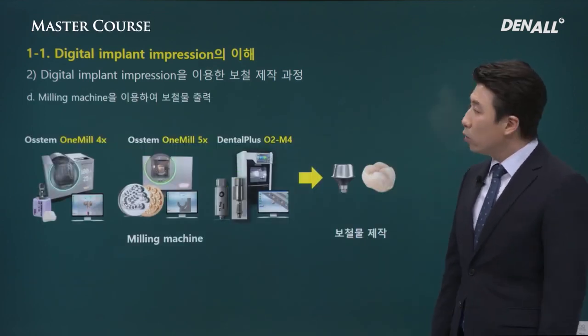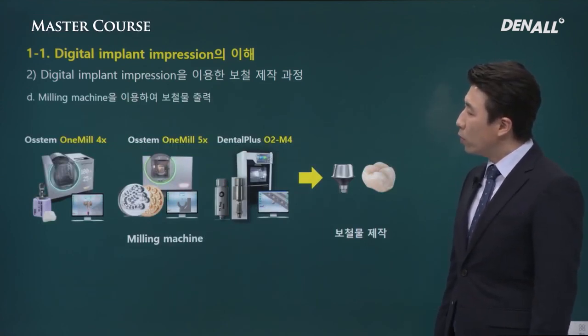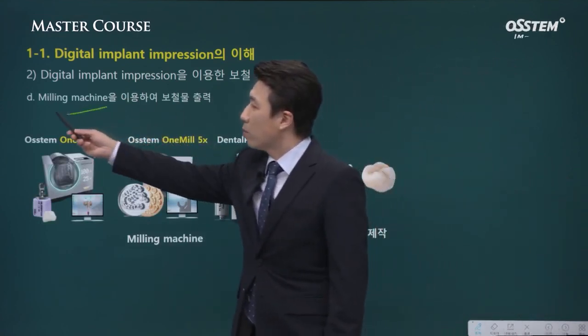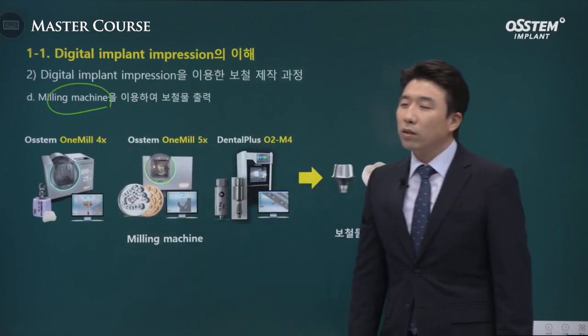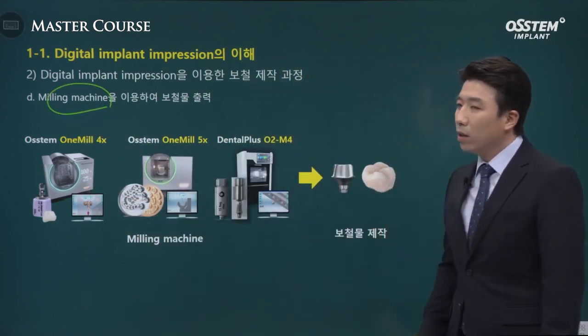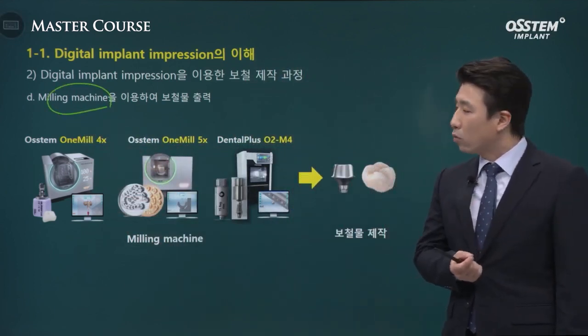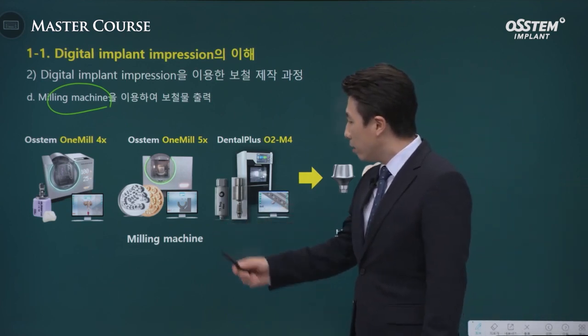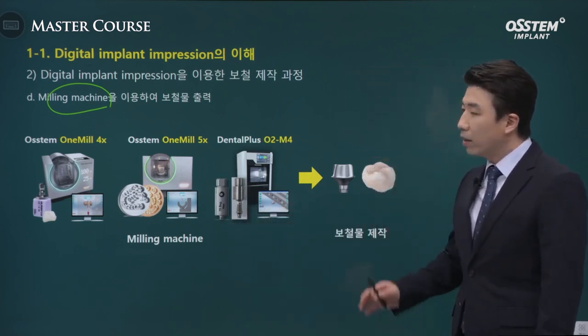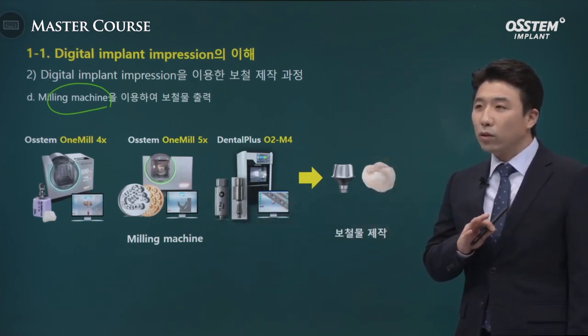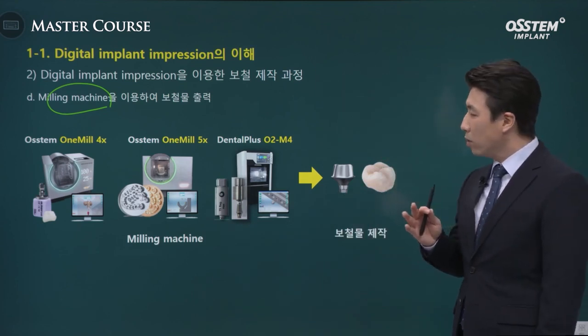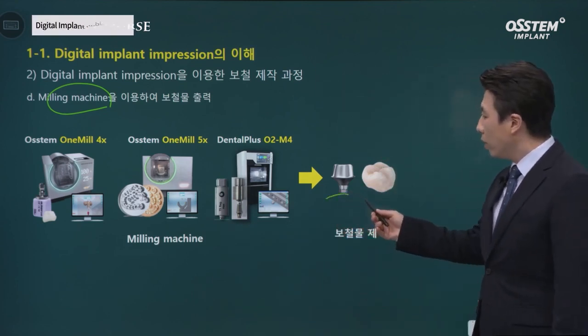After that, milling. A milling machine is used. Milling is carving out an abutment. Zirconia or ceramic can be milled. Using the machine, various materials can be milled to fabricate an abutment or a crown.